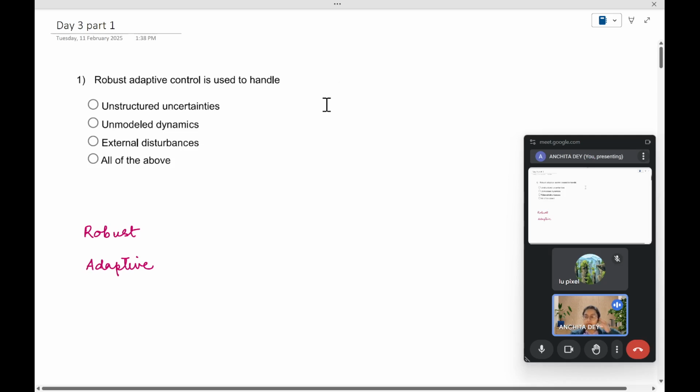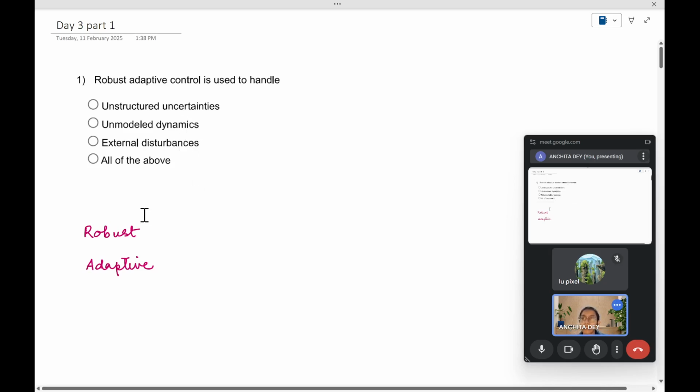Okay, so I think for this week, sir had mainly discussed MRAC first, and then he moved on to adaptive command tracking, and then how we can actually robustify these methods. So the robust adaptive control part has just started, and this would go on for one more lecture this week. The first assignment talks to us about these four options. Robust adaptive control is used to handle which of these?